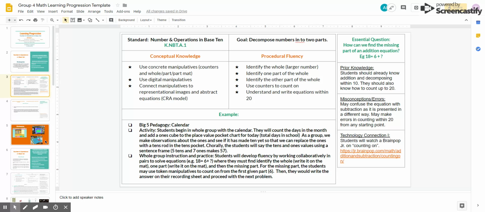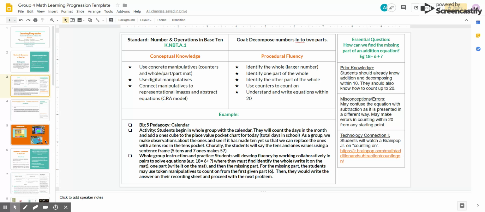For technology, there are two connections here. At the beginning of the activity, the students will watch a BrainPop Junior video to activate prior knowledge and build some background knowledge in counting on. And then they'll also use the Mimio, which is an interactive whiteboard for digital manipulatives.